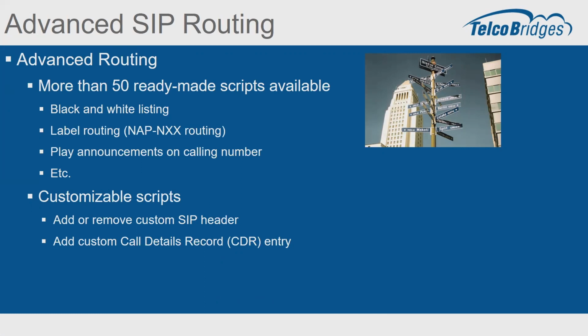For example, we have black and white listing, label routing. We can play announcements on calling number. And we have other customizable scripts that we can use. For example, add or remove custom SIP header, custom call detail records, and these are all things we can do.